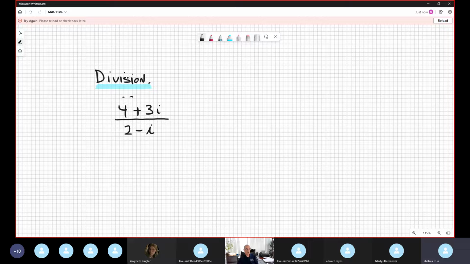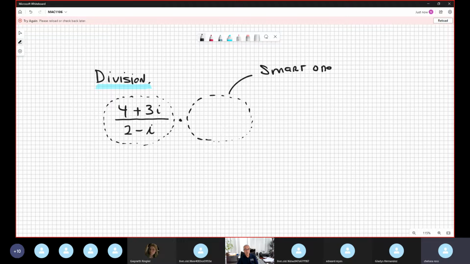Okay, this is my original problem. But I multiply my original problem by another expression, call it a smart one. You know, one is an invisible multiplier, but this smart one contains the conjugate of the complex number in the denominator, 2 plus i, over 2 plus i. And you know, any number divided by itself is 1. That's the reason it's a smart one, because this simplifies the thing. Fantastic. Let me show you.